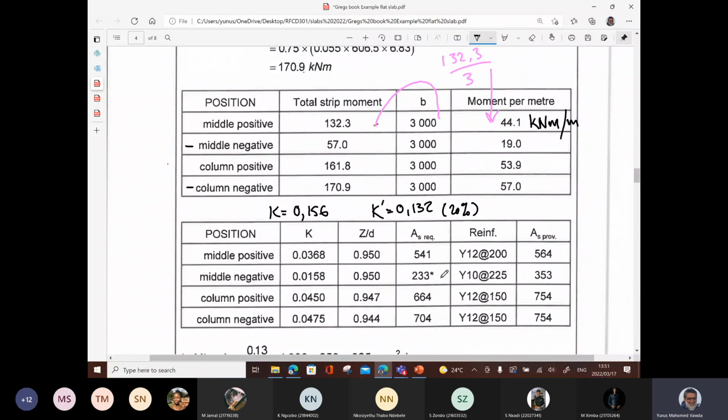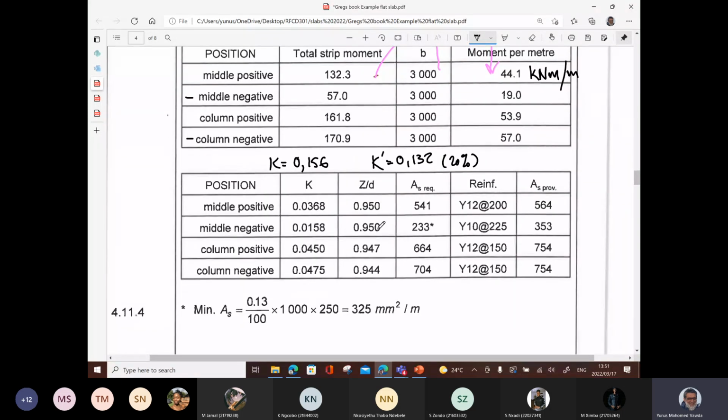AS required, middle negative, was 233.95, but you need a minimum, so that's why this note is here. You need 0.13%, which is 325. So make sure you put more than 325, not more than 233. Is that clear? So it must be higher than 325, not 233.